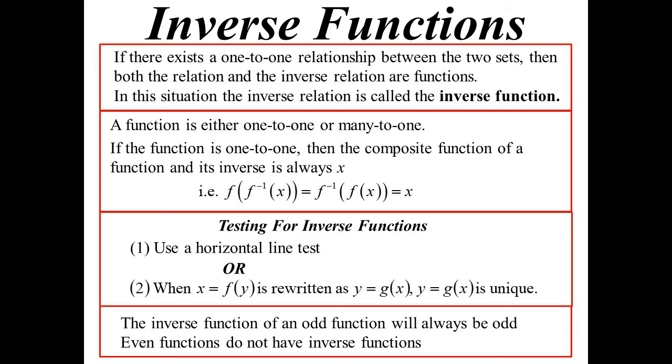Now, an inverse function of an odd function will always be odd, and even functions won't have inverse functions, because it will always fail the horizontal line test, because that even function, remember, will have symmetry in the y-axis. Domain and range.